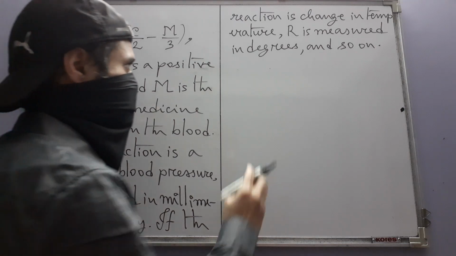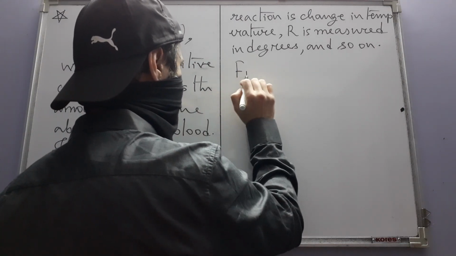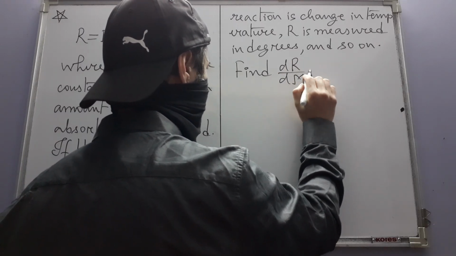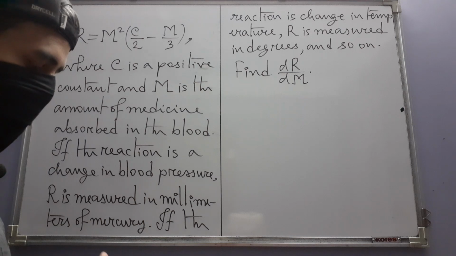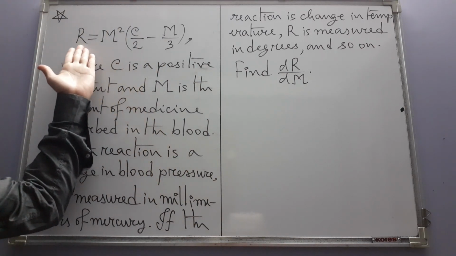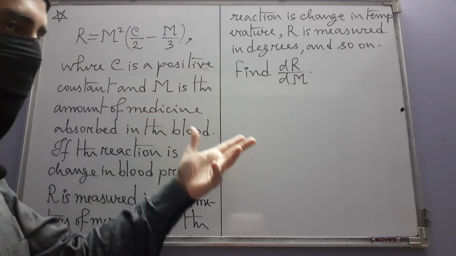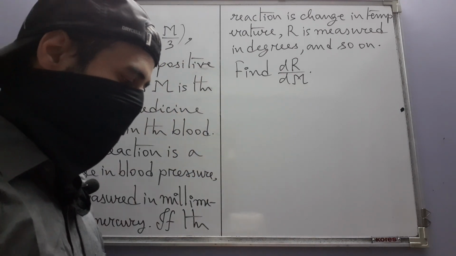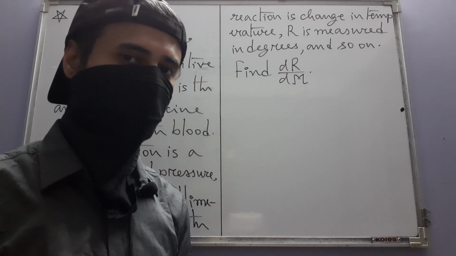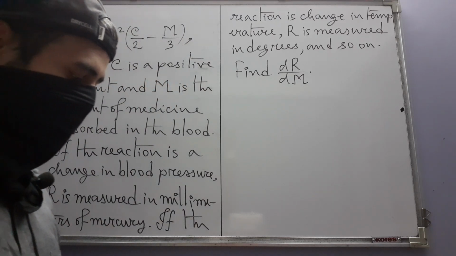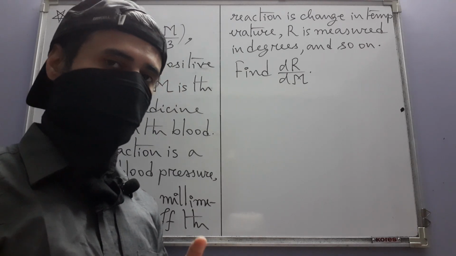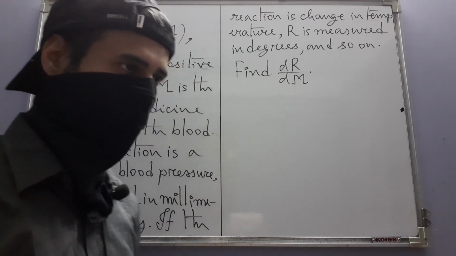Find, yeah, that's what we want to know: the derivative of R with respect to M. And then the authors say this derivative as a function of M. Of course, if you differentiate R with respect to M, ultimately it's again a function of M. That derivative as a function of M is called the sensitivity of the body to the medicine. In section 3.6, we will see how to find the amount of medicine to which the body is most sensitive.